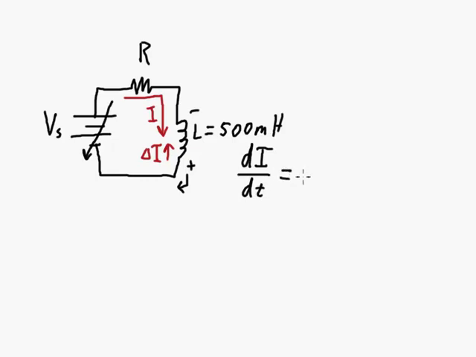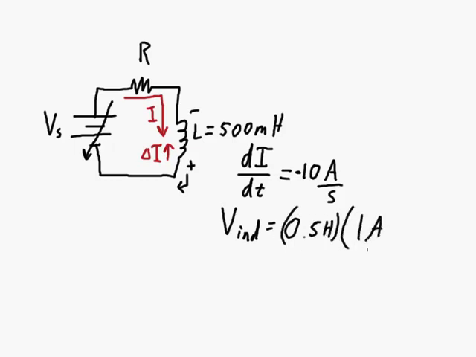So if the dI/dt, let's say, is equal to, I don't know, what would be a good number? 10 amps per second. So we're decreasing it rather quickly. I guess that would be a negative because we're decreasing it. So the induced voltage is going to be equal to the inductance, so 0.5 henries, times negative 10 amps per second.